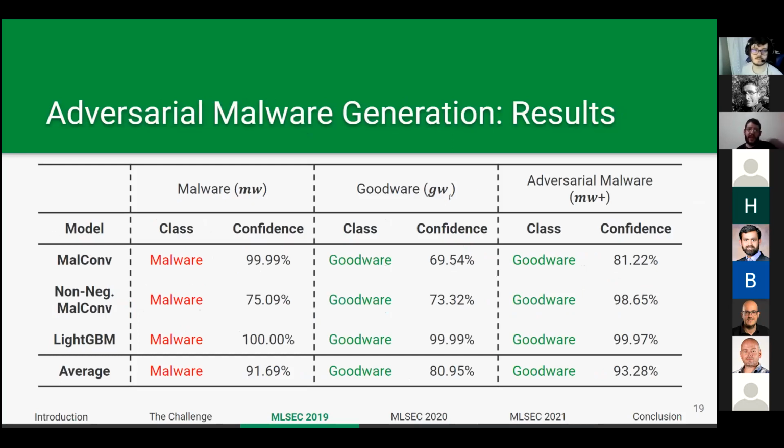So what we did is basically we take a malware file that's classified as malware with a given confidence by the classifiers, and we take a goodware file that's classified as goodware with a given confidence, and then we embed the malware file within this goodware file. And the final result is a file that's classified as goodware with a given confidence. And the most interesting stuff is that sometimes the confidence the classifiers have that this final result is goodware is even greater than the confidence they had in the original goodware file. That's very interesting.